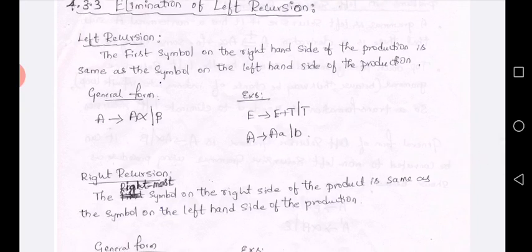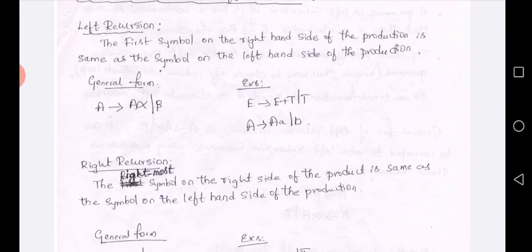For example, the general form is A derives A alpha or beta. This is one of the general forms of left recursion. On both the right hand side and the left hand side, you have capital A. Just observe. If you consider this production, A derives A alpha or else beta, the left hand side has the non-terminal capital A, and the right hand side has capital A as its first character. Both are equal. Then we consider it left recursion. This is the general form, and this is the example.